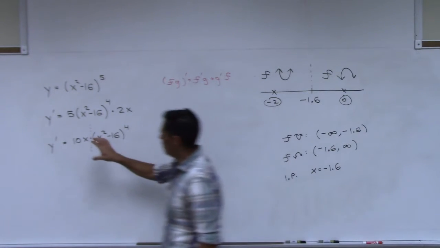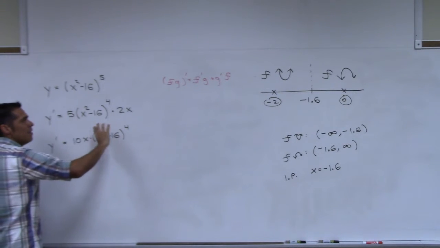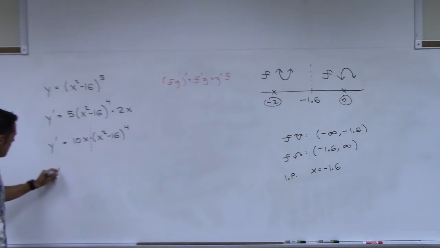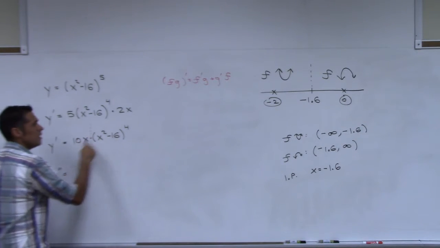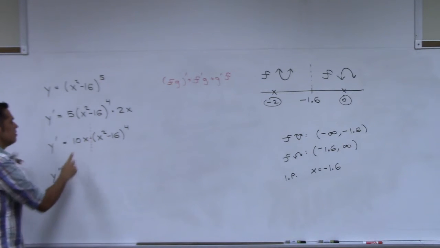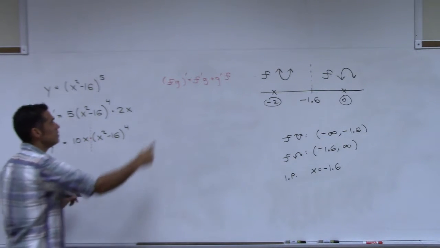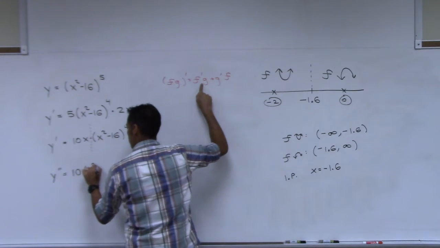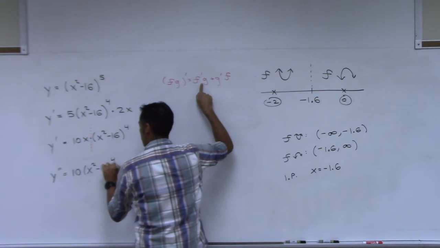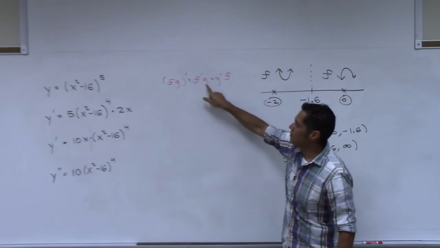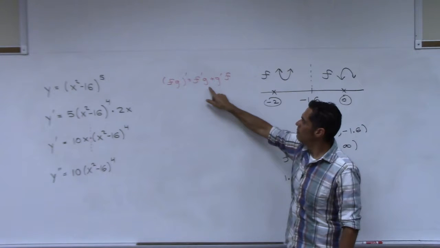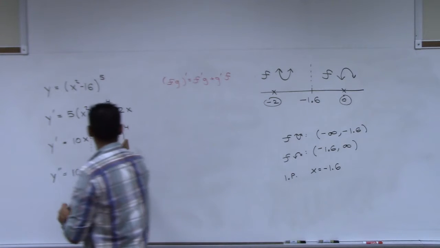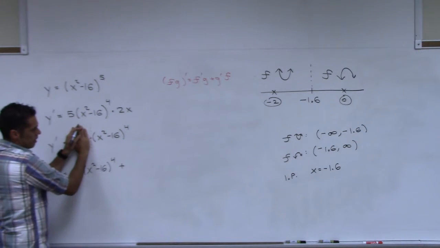So you have two functions. 10x is one of them, and this is the other one. My second derivative should be the derivative of the first one, just 10, times the second one without a derivative, so that's x squared minus 16 to the 4th power. That would be f prime times g. Then you say plus, now you take the derivative of g.